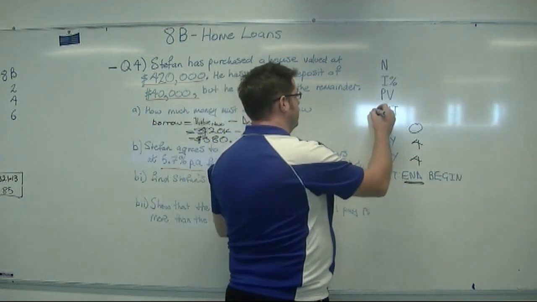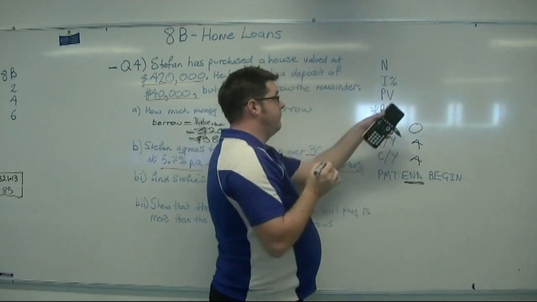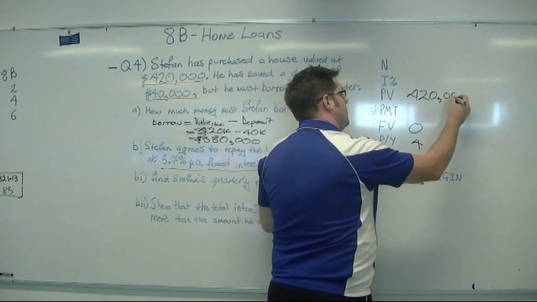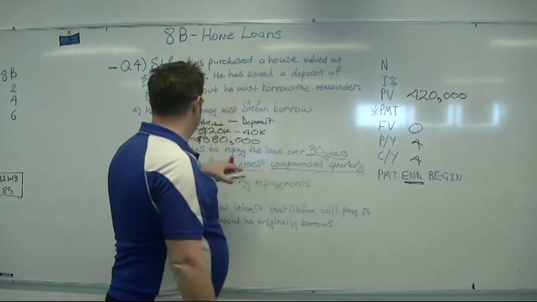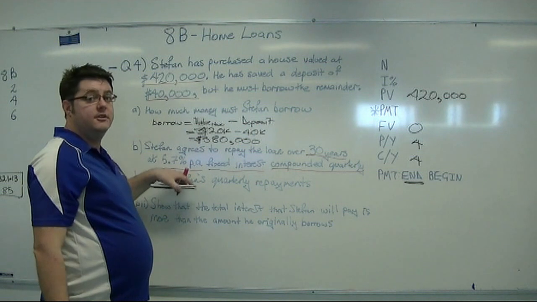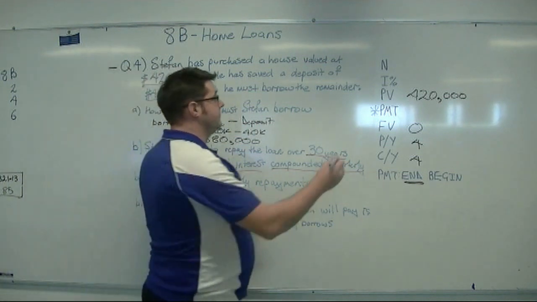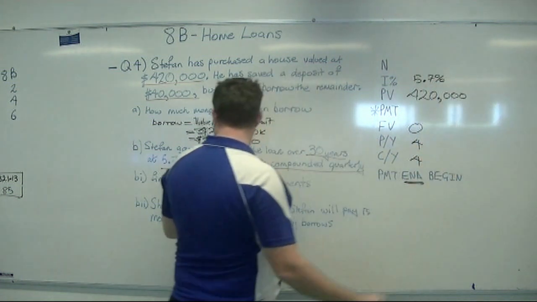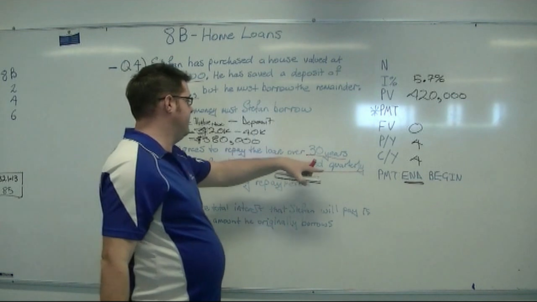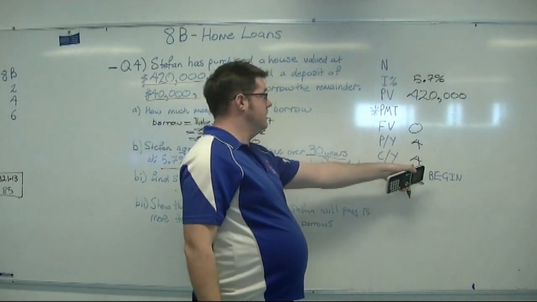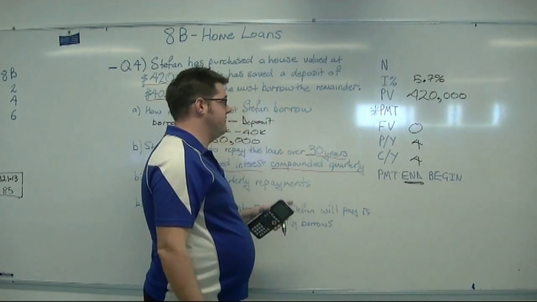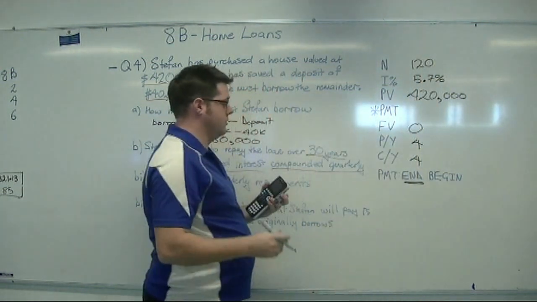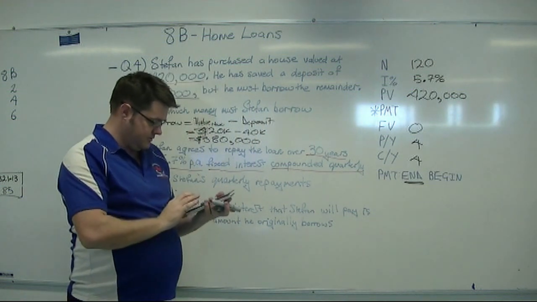The present value, we want to find the payments. The present value is what the bank is going to give us, $420,000. The interest rate, as is stated here, is 5.7%. And the number of years, we're told it's 30 years at 4 compounding periods per year. So the number of compounding periods we have, 30 times 4 is 120. All right. So from here, turn on our calculator.